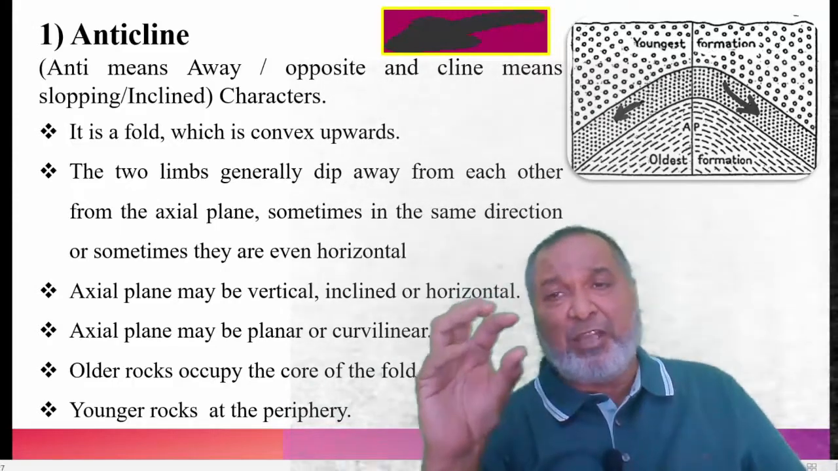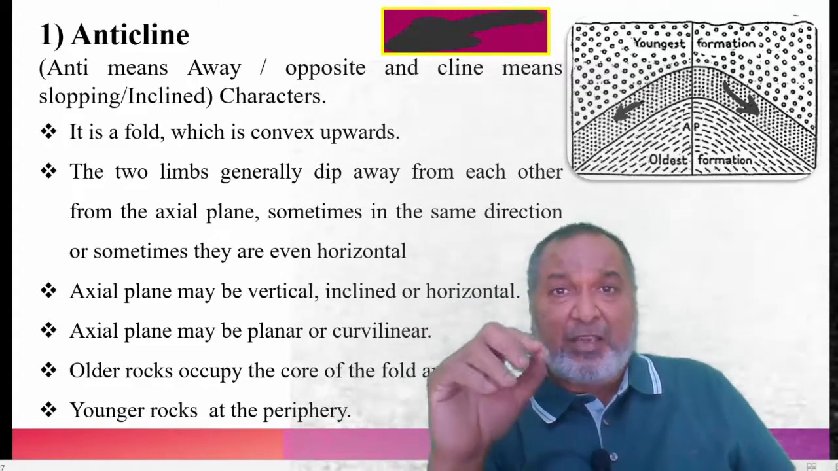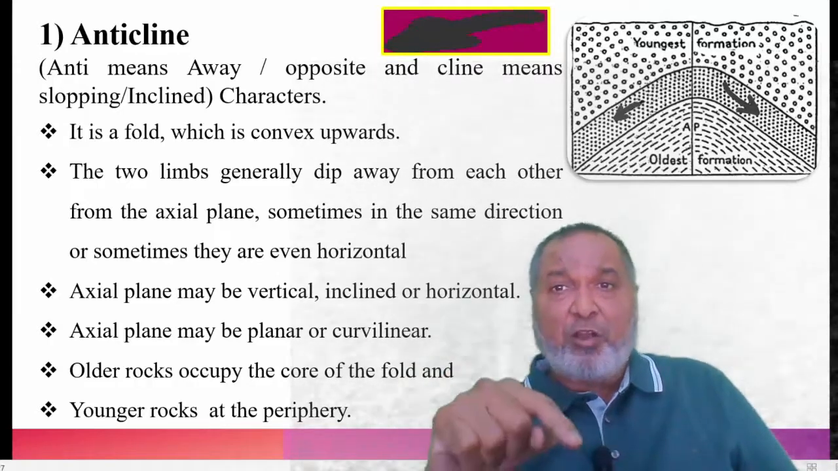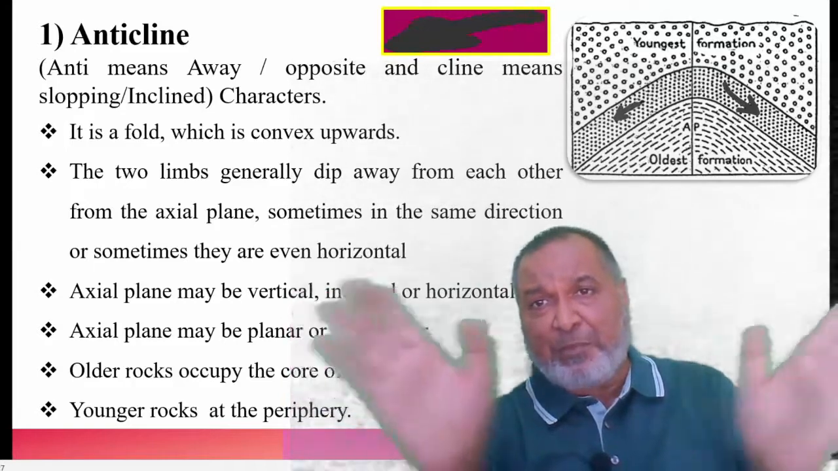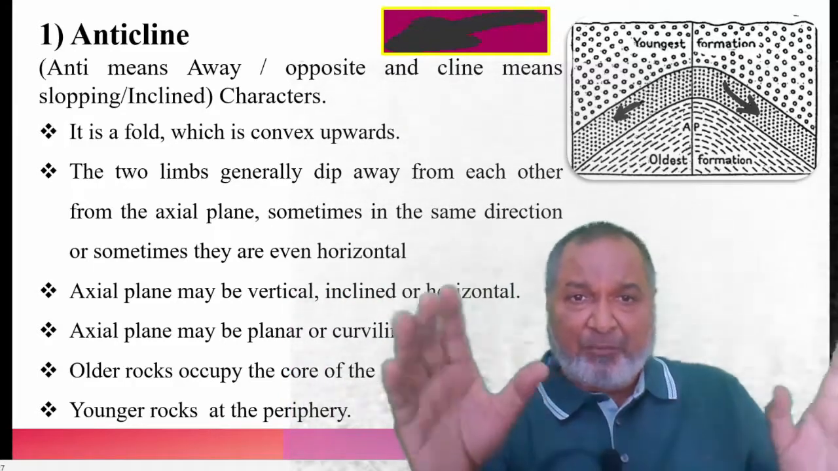So these are the various points which you have to write down for the anticline. Anticline is upward arching or convex upward. The two limbs are dipping in the opposite direction, away from the axial plane.